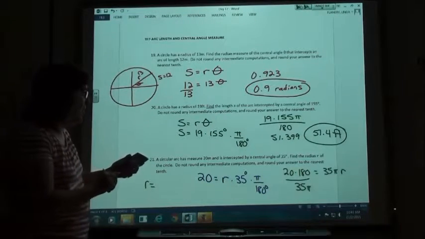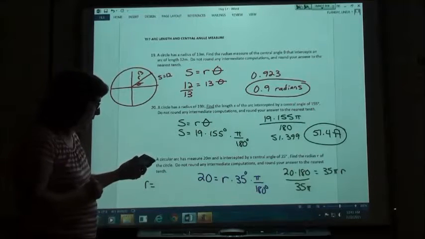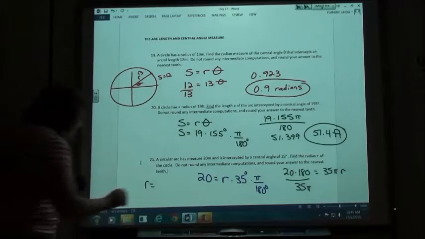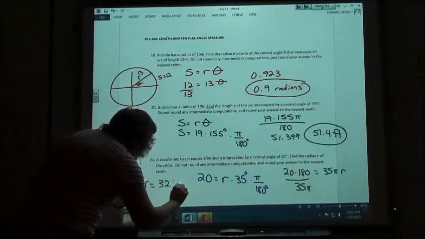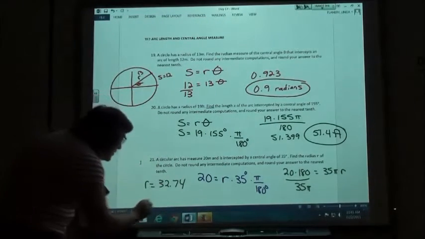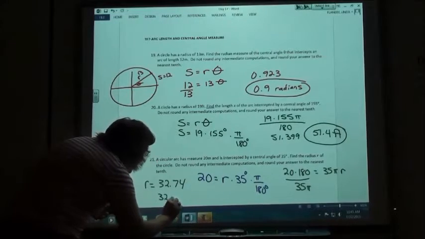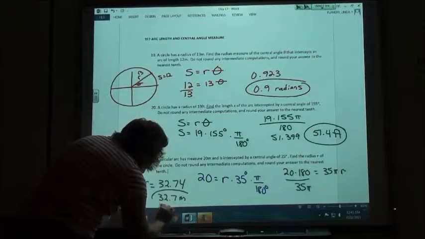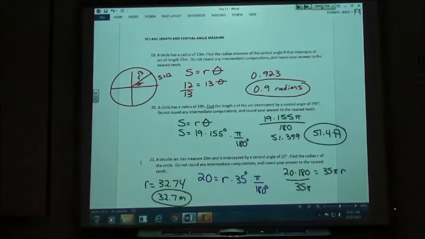So 35 shift pi. And I get 32.74. So rounding to the nearest tenth, 32.7, and it's going to be in meters since my arc length was in meters.